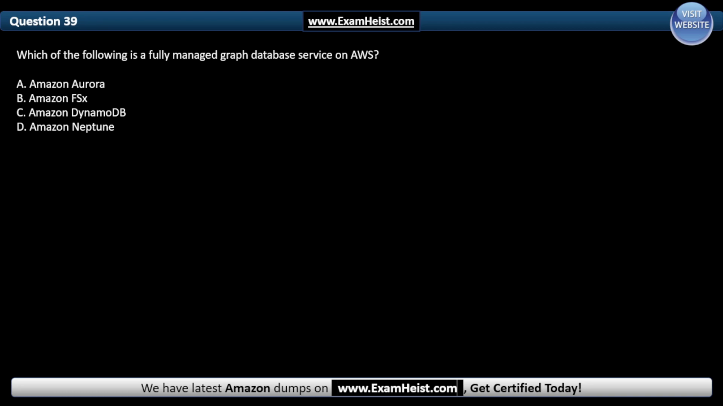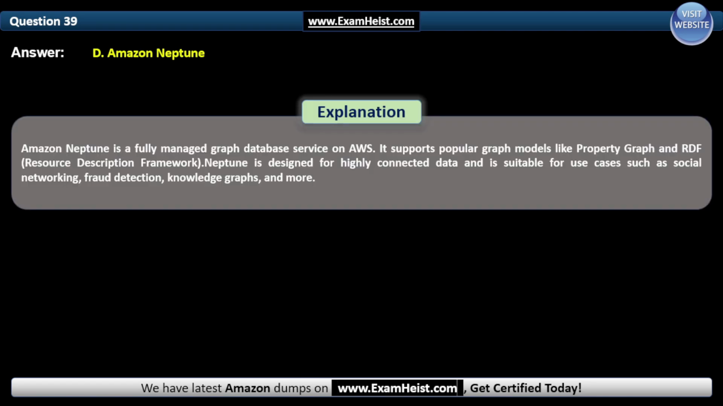Question 39. Which of the following is a fully managed graph database service on AWS? And the correct answer is D. Amazon Neptune. Amazon Neptune is a fully managed graph database service on AWS. It supports popular graph models like property graph and RDF. Neptune is designed for highly connected data and is suitable for use cases such as social networking, fraud detection, knowledge graphs, and more.